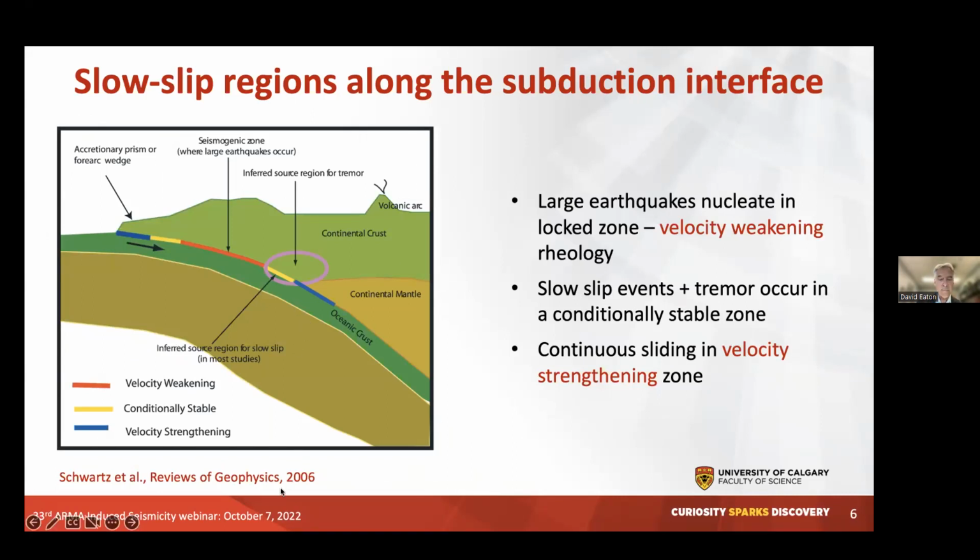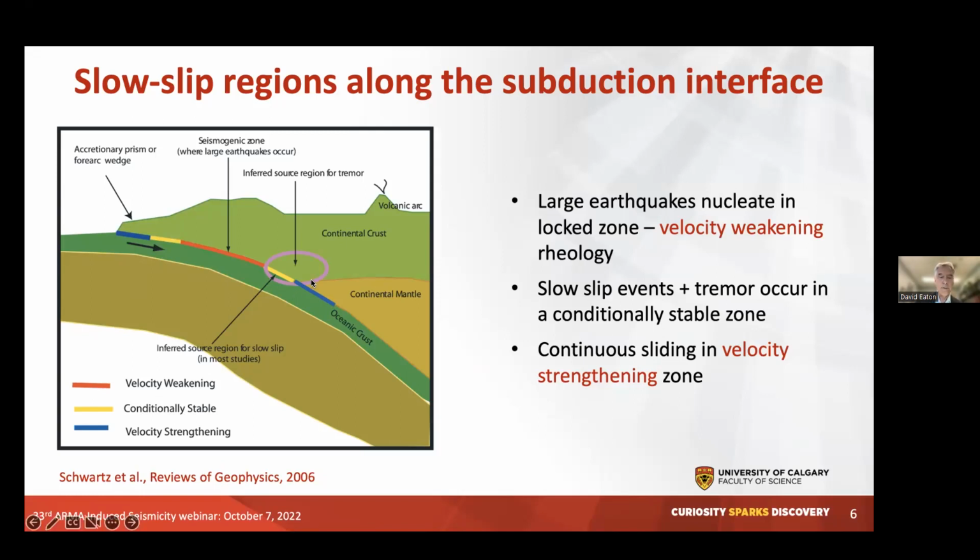So this cross-section is taken from a review paper published a few years later. It encapsulates what was then emerging as the understanding of how all this fits together. So the rare, very large megathrust earthquakes on the subduction interface nucleate within the region, which is shown in red on this diagram. And so this is a part of the interface which is currently stuck and for which the frictional rheology is velocity weakening. The tremor and the slow slip events occur a little bit deeper down on the subduction interface in a region which is shown in yellow on here. And the frictional rheology in this section is considered to be conditionally stable. And as you get deeper, as well as shallower on the subduction interface, we reach a section of the interface where continuous sliding is thought to be occurring.